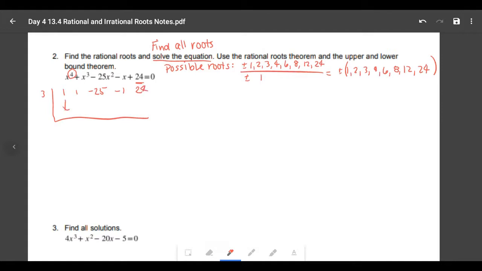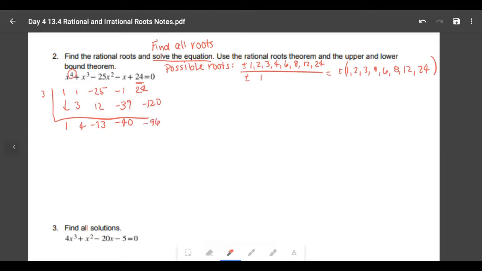All right, so I'm going to do 3 times 1 is 3. 1 plus 3 is 4. 3 times 4 is 12. Yeah, I get negative 13. I get negative 39. I get negative 40. I get negative 120. And I get negative 96.